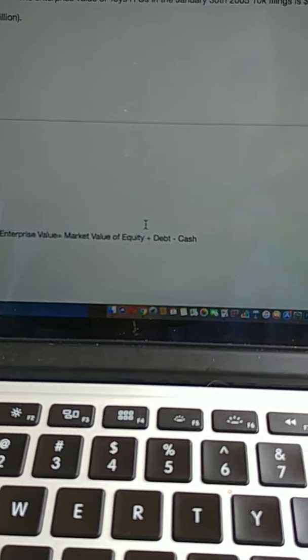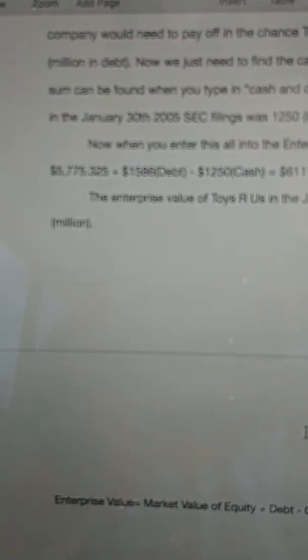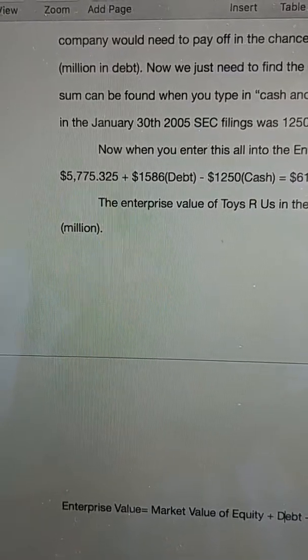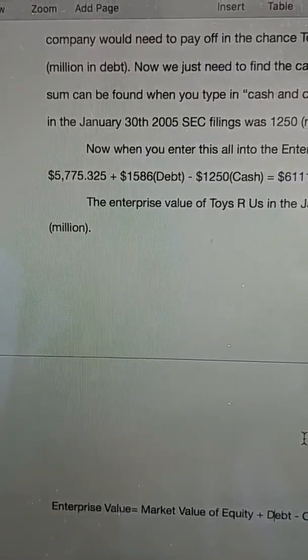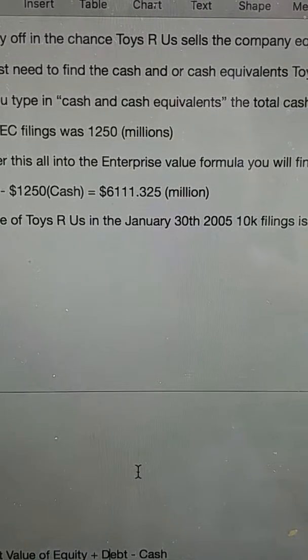So we insert that into our formula, and when we put that into our calculator, 5,775.325 plus 1586 minus 1,250, that equals 6,111.325 million. Now, this is an easy way to find the enterprise value of a company.